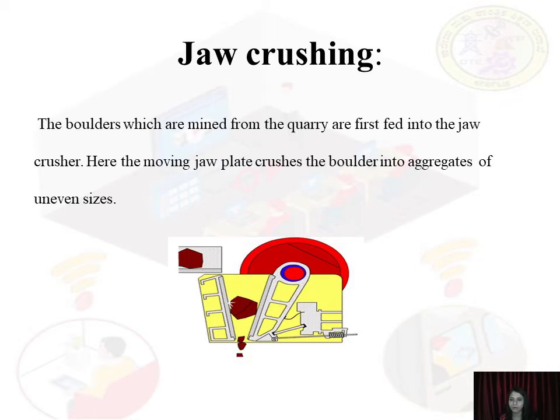You can see the sketch here. It has V-aligned jaw plates, and the rock remains in the jaws until it is broken small enough to pass through the gap at the bottom of the jaws. I'll show you a video at a later stage. You can see the sketch here. This is the jaw crusher where the rocks are crushed into smaller sizes, 500 mm to 150 mm. That is about this jaw crusher.